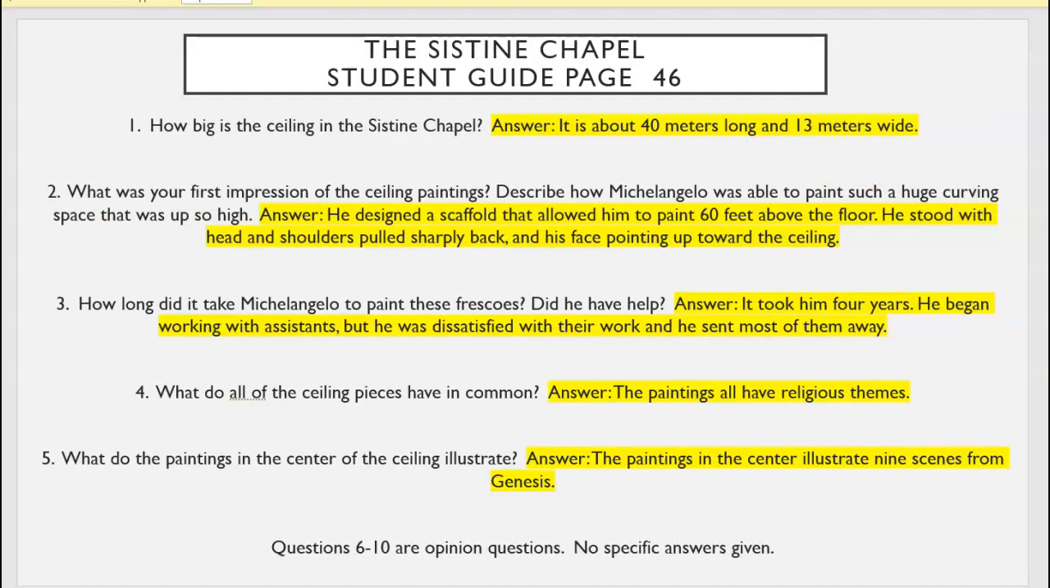This goes along with your student guide, page 46, the Sistine Chapel. Again, take a look at the Sistine Chapel and pictures in your Human Odyssey book. Look at the questions, fill in your answers, and you can compare them with the answers here on the screen. Questions 6 through 10 are opinion questions, so there are no specific answers given on this page.